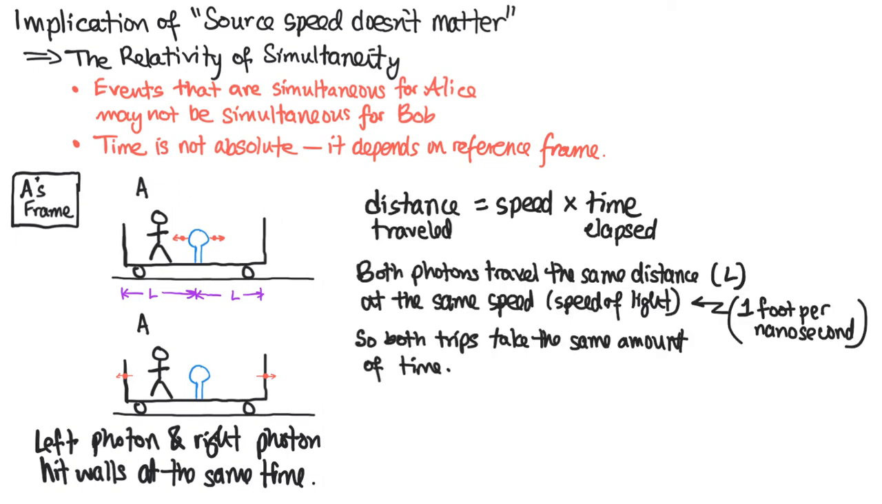The other thing I want to point out with this example is a drawing convention that we're going to use throughout this course. So we've drawn Alice on the train twice.